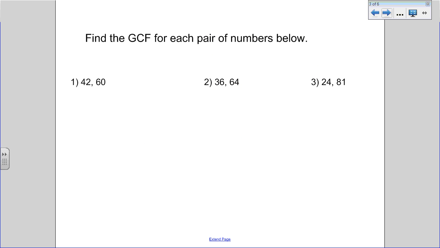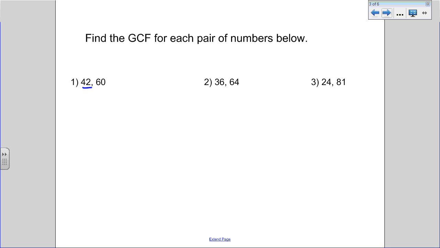Chandler, I hope I gave you enough time there, right? Oh, beautiful. All right, 42 and 60. We need to find the greatest common factor for those two numbers. And so to give myself a good strategy for that, I start with the smallest number. And what I'm going to do there is write down all the factors of 42.